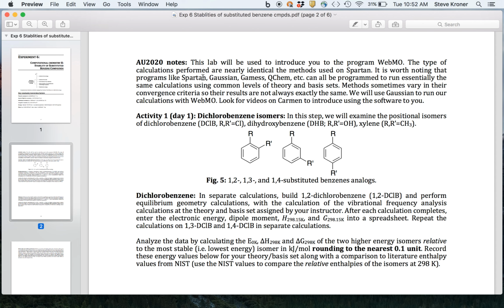I do want to point out that there's many different programs like Spartan, Gaussian, GAMESS, QChem, and others that essentially all run the same calculations as each other. So what's really most important is specifying your level of theory and your basis set. And then generally speaking, you should get very similar results no matter which of these engines you use to run your calculations.